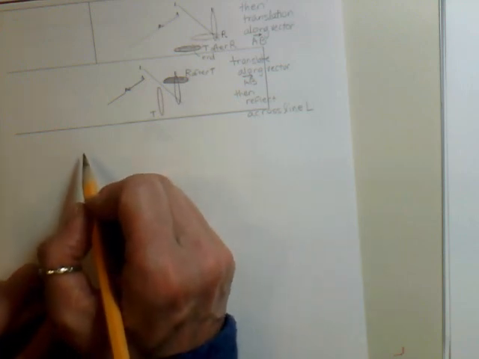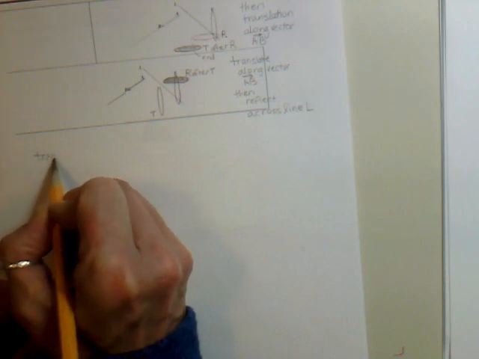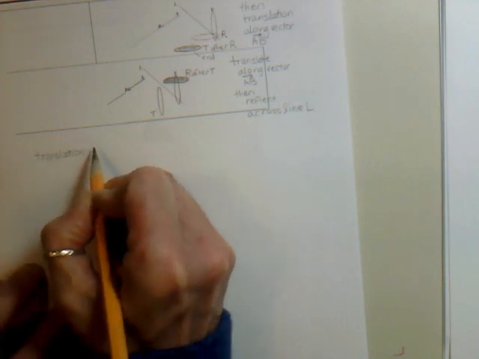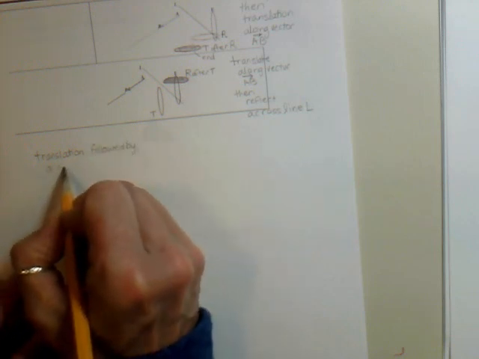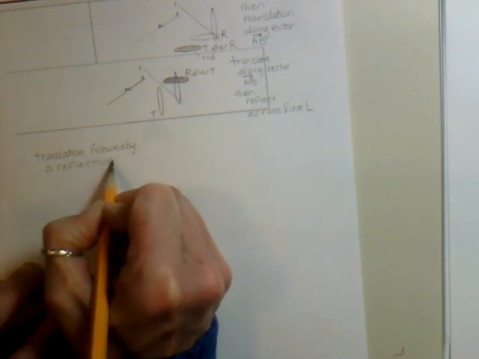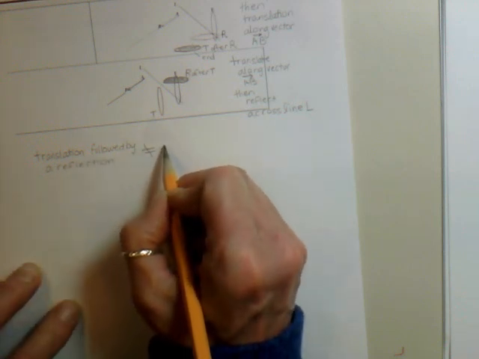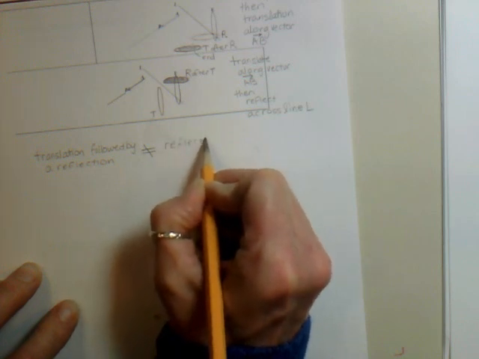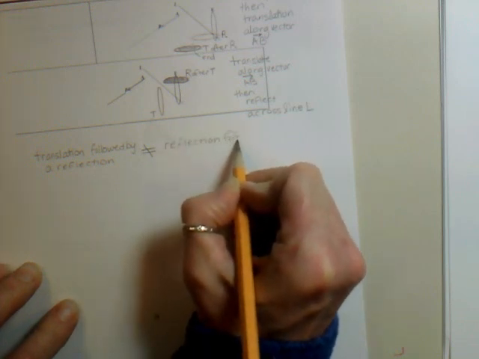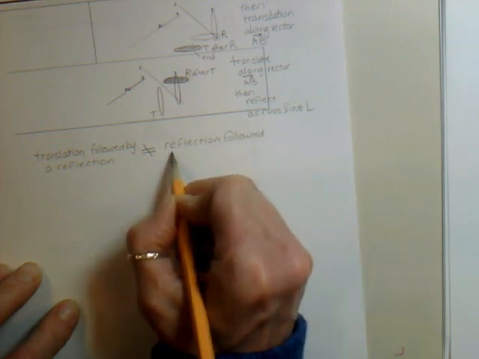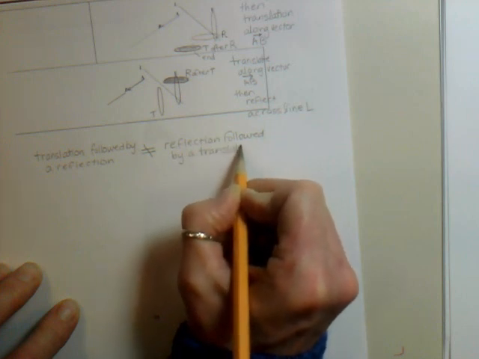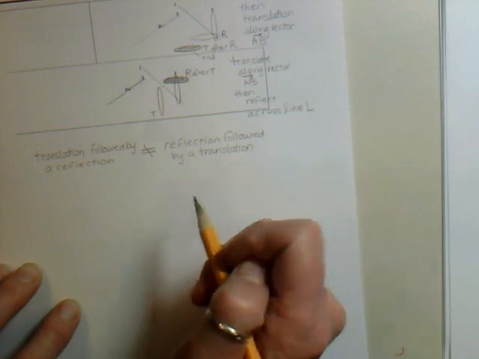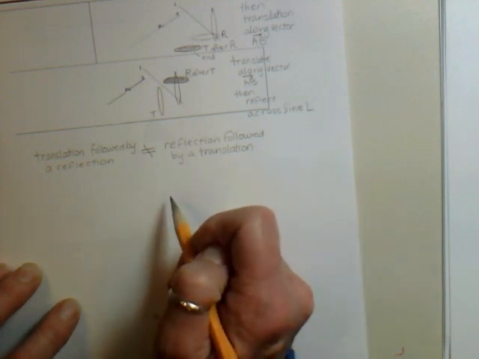So here's what we know. We know that a translation followed by a reflection is not equal to a reflection followed by a translation. In other words, if you do the rigid motion in a different order, you get a different image.